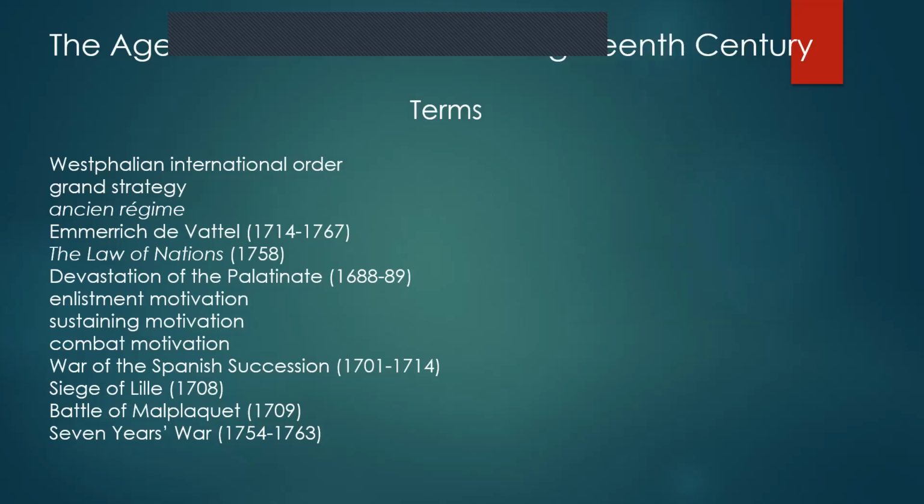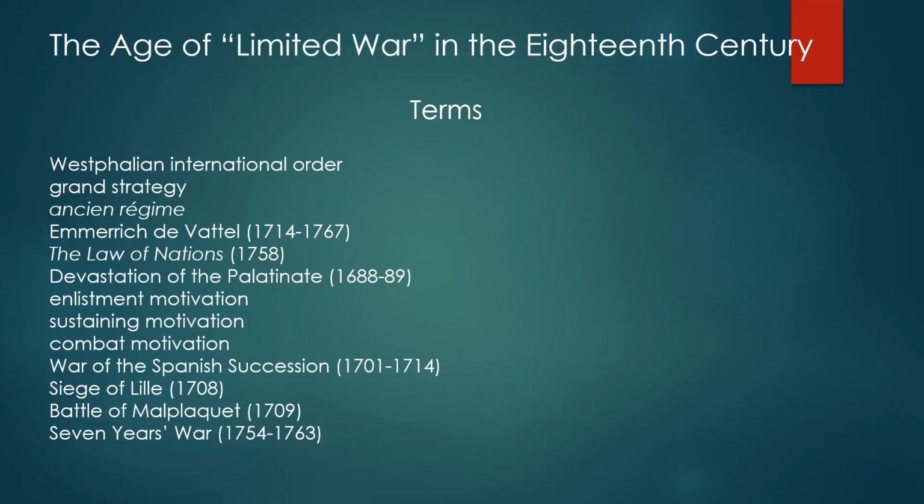Here are the terms for the age of limited war in the 18th century. And I put limited war in quotes because in some respects it really wasn't so limited. And by the way, the 18th century, I've rendered it here, but military historians often refer to it as the Ancien Regime, which is a reference to the decades before the French Revolution. So the old regime is the force of meaning.